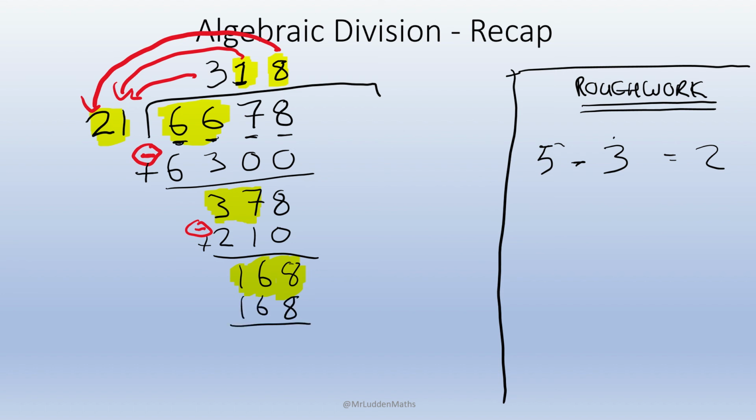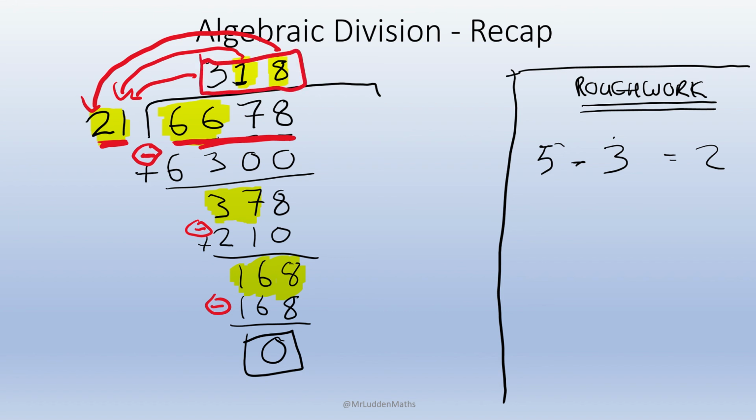So if I was to finish this off, if I was to get the remainder of those two things there, take those away, I'd end up with 0. And that's exactly what I want. If I get a 0 at the end there, I have figured out my question. I have found out that my 21 has gone into my 6,678 318 times.